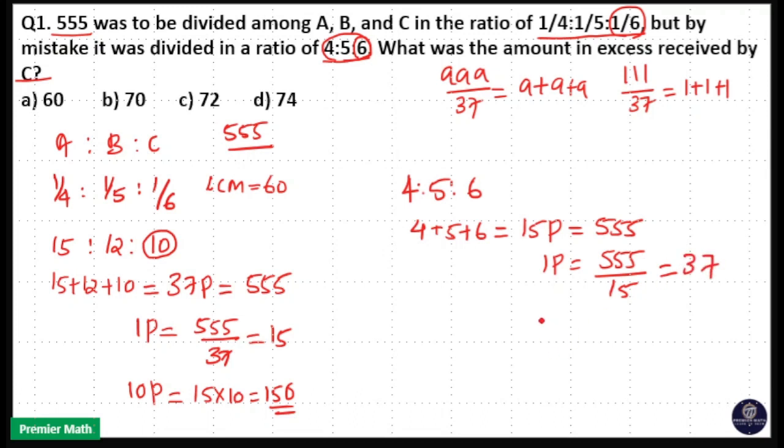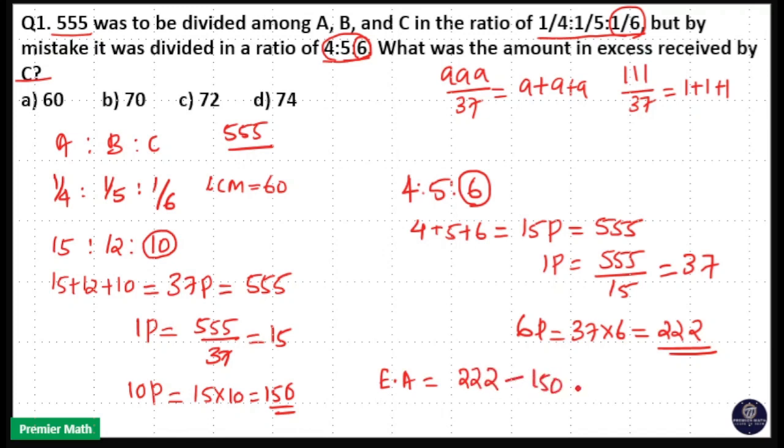So here C received the amount, that is 6 parts. So 6 parts is equal to 37 into 6. 6 into 7 is 42, 6 into 3 is 18, 18 plus 4 is 22. So 222 is the amount received by C by mistake. So excess amount is equal to 222 minus 150, that is 72. So your answer is option C.